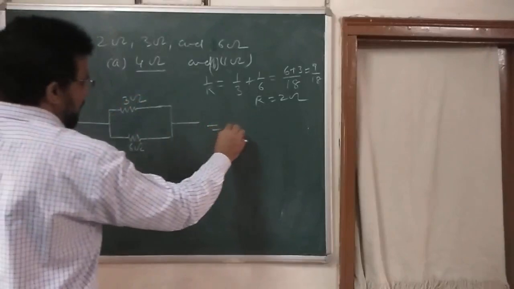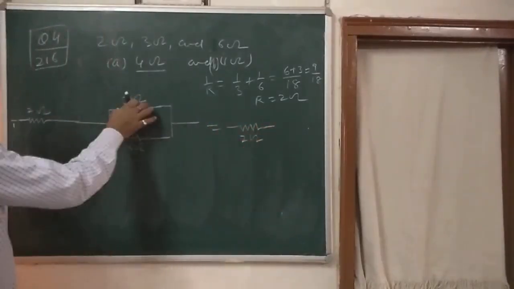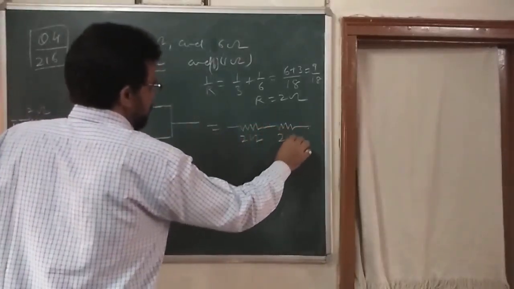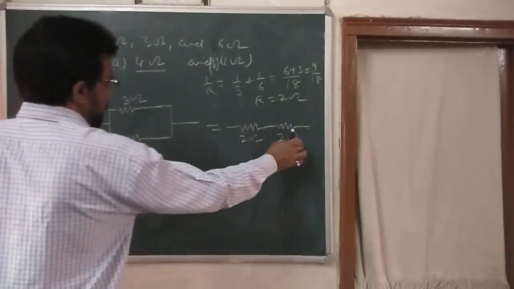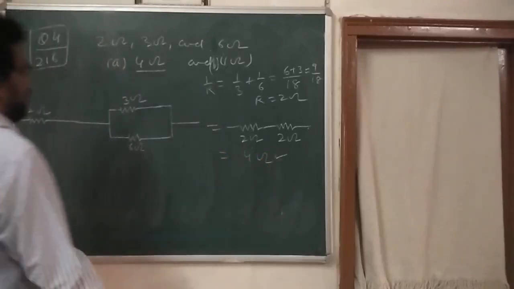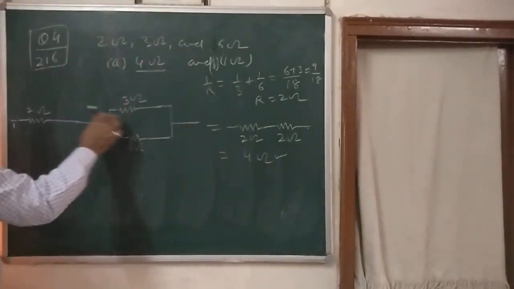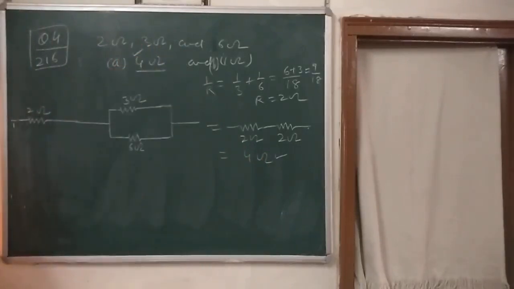So what we are getting here is a 2 ohm resistance, and the combination of these two again gives 2 ohm. So this 2 ohm and this 2 ohm are in series, so we get 4 ohm. This is the way. Two resistors in parallel and the third one in series, then we get this result, 4 ohm.